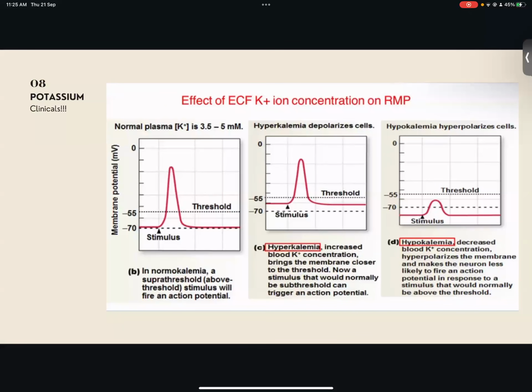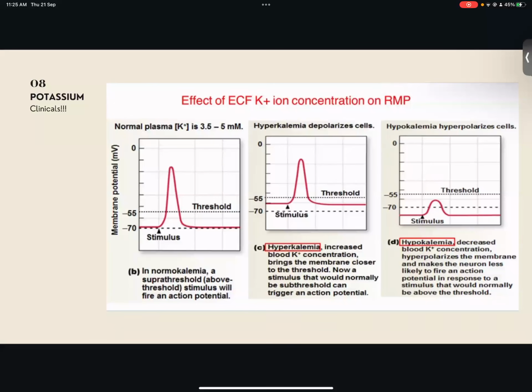But in hypokalemia, you could have that same stimulus that is usually suprathreshold. It's a supra-threshold stimulus that will take the membrane potential to the threshold. But because you have a hyperpolarized membrane, it won't be enough to reach threshold, and thus you won't be able to fire an action potential. Okay, that will cause muscle weakness, among other things, like there's nausea and there's vomiting and all those things that you'll take later on, inshallah.